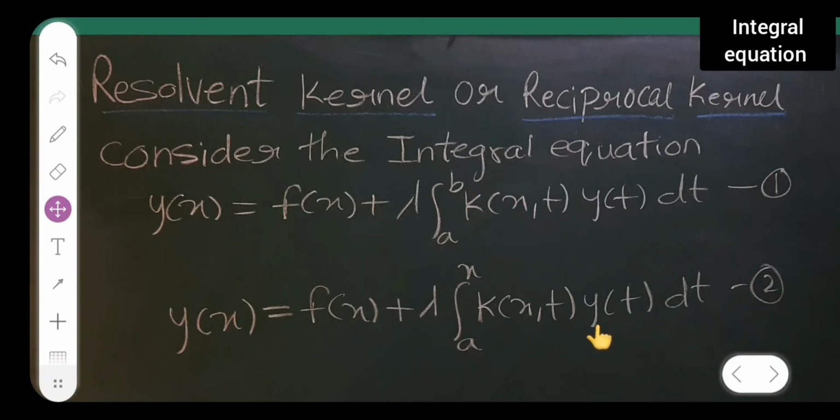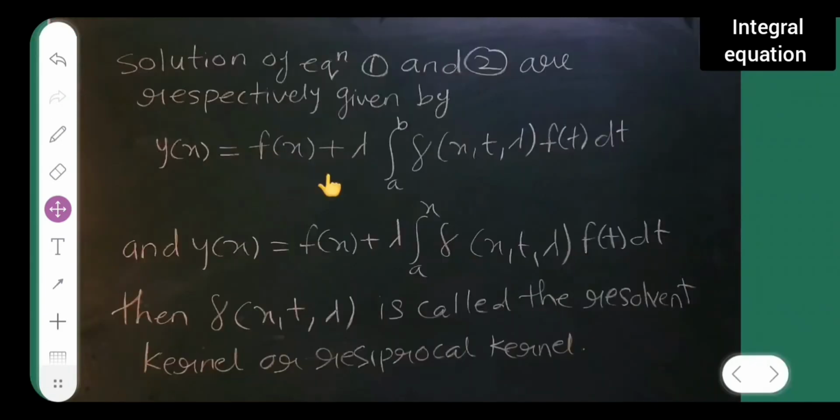Now the second one is y(x) = f(x) + λ ∫ from a to x k(x,t) y(t) dt, and consider it as the second equation. Now which integral equation is this? It is a Volterra integral equation, because the upper limit is variable. Okay, now let me turn the page.